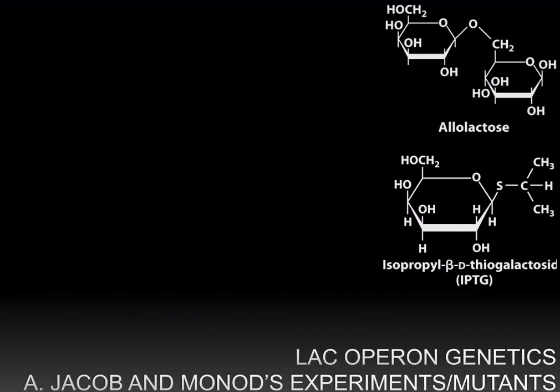Our understanding of how the Lac Operon is regulated in response to the availability of lactose in the environment is because of pioneering experiments by Jacob and Monod, for which they won the Nobel Prize. And let's discuss the kind of genetic experiments they did that allowed us to understand how the Lac Operon functions.